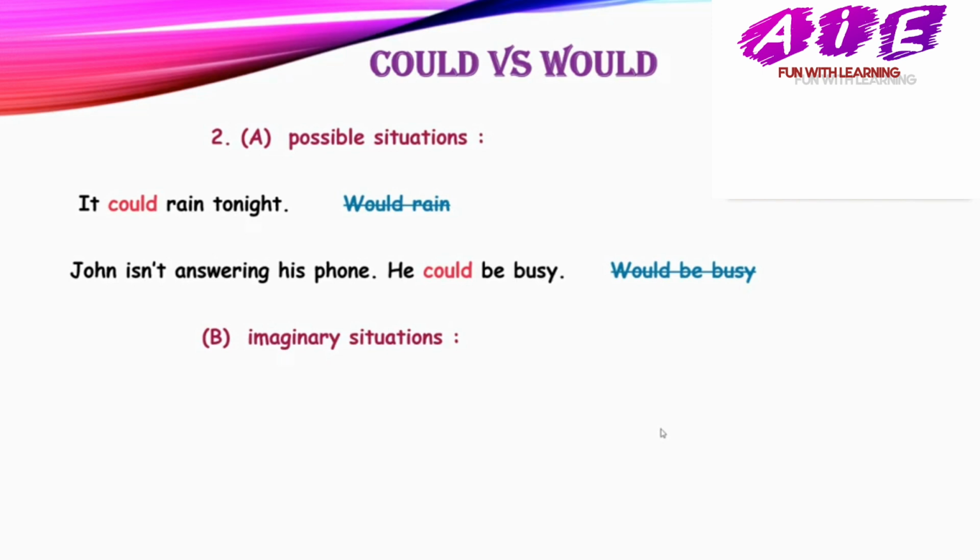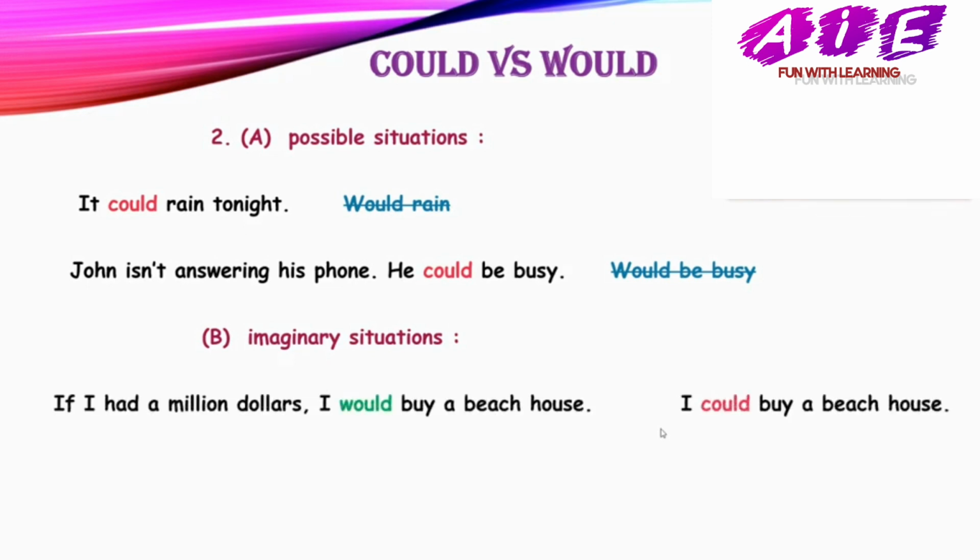Notice that in both of these sentences, could is not a past tense form. It's just used to show possibility. But I cannot use would for this purpose. So these are possible situations. But when we talk about imaginary situations, we prefer to use would. For example, if I had $1,000,000, I would buy a beach house.